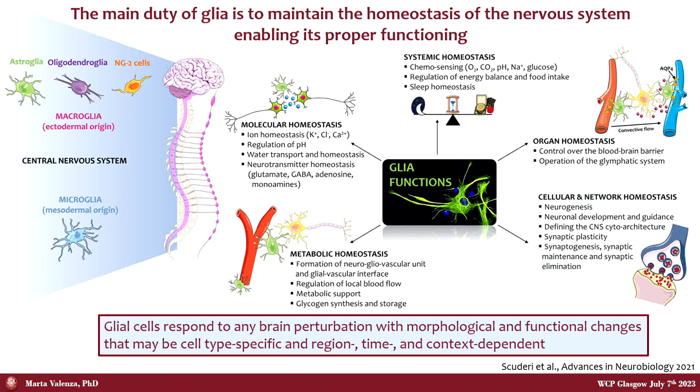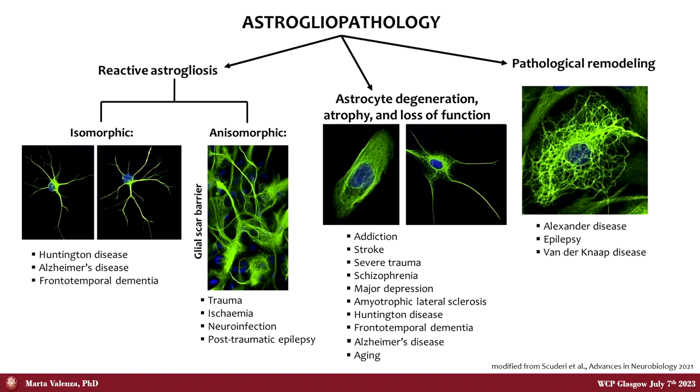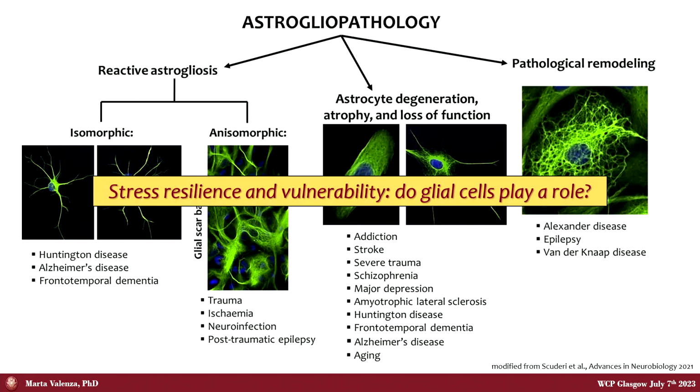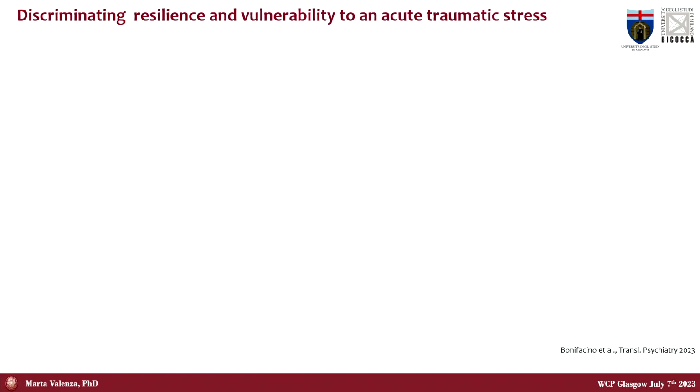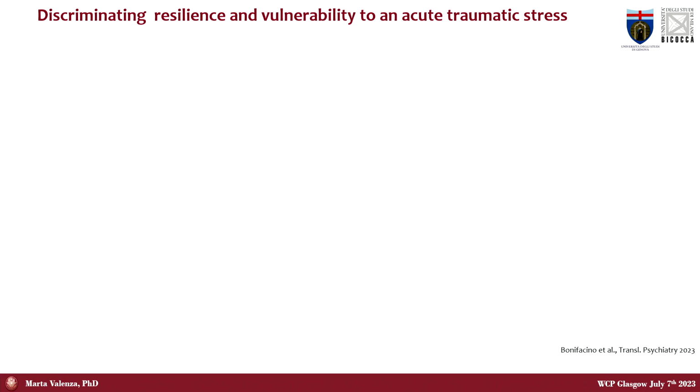The reactivity of glial cells is very diverse and complex and depends on the stimulus that triggers it. And their involvement in acute stress resilience and vulnerability hasn't been studied a lot yet. So to dig into this, we developed a model to discriminate resilient and vulnerable subjects.